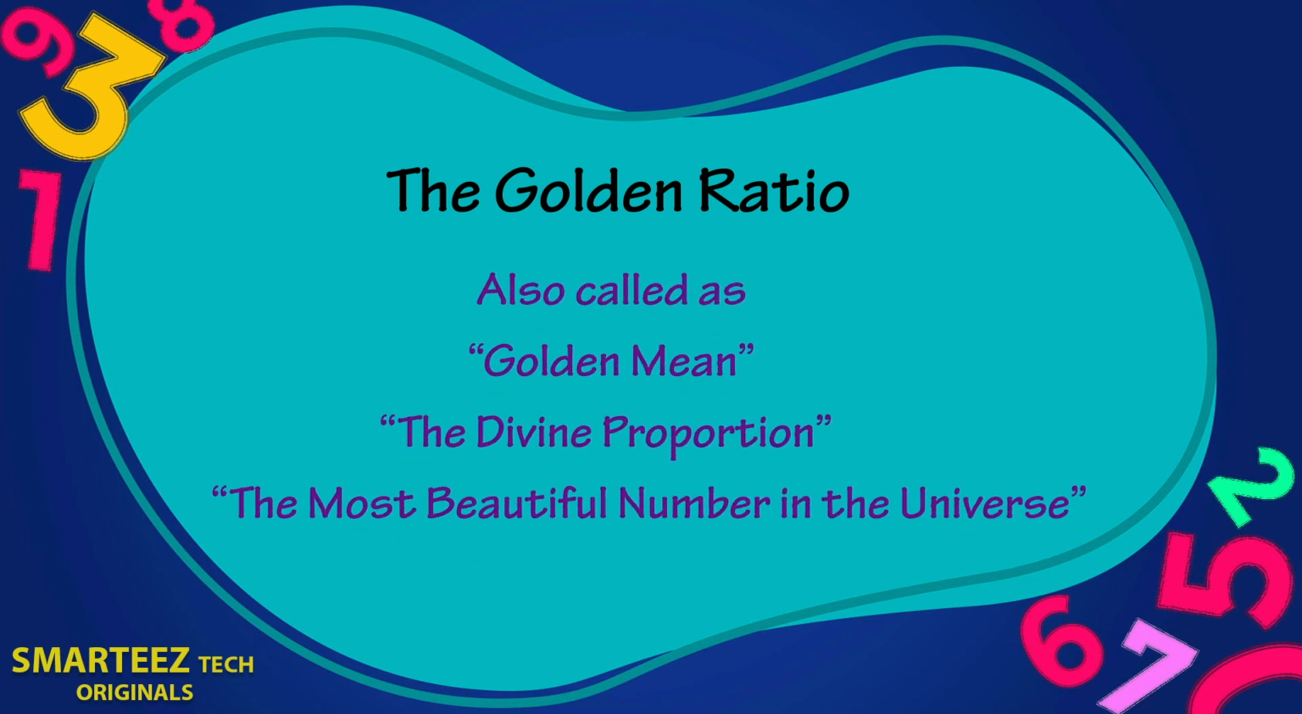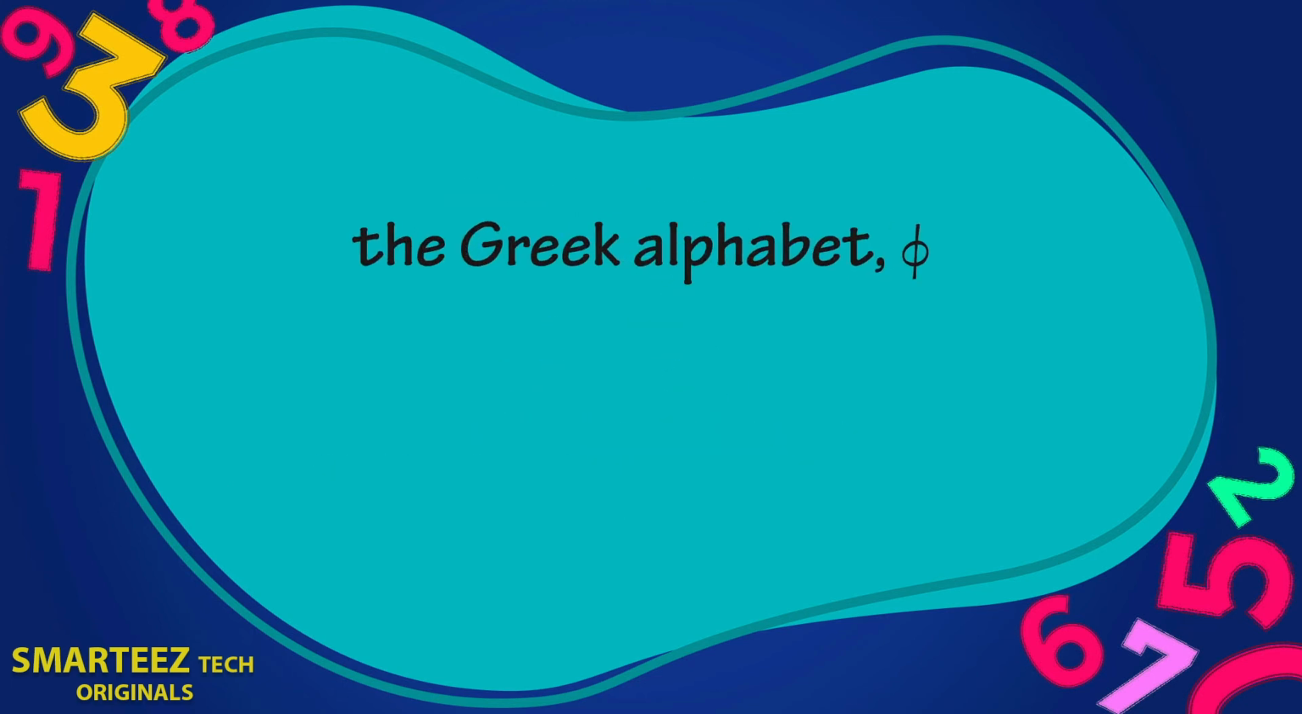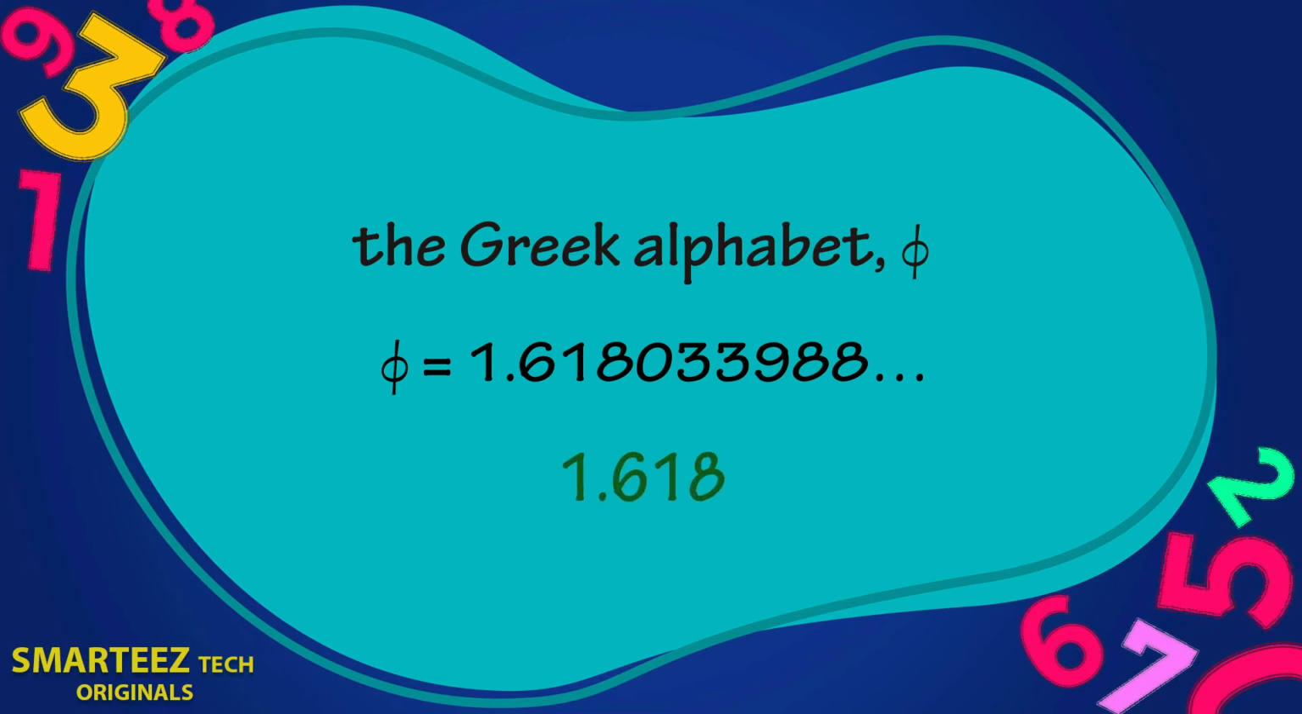This ratio is called as golden mean, the divine proportion, and even the most beautiful number in the universe. This is represented by the Greek alphabet phi. Phi equals 1.618033,988 ... It's approximated to 1.618. And you may wonder why it's such a special number.